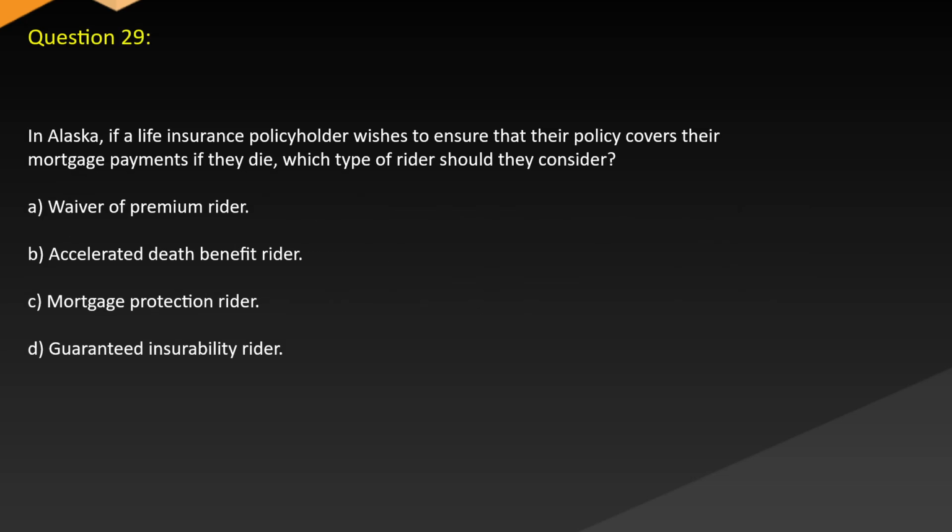Question 29. In Alaska, if a life insurance policyholder wishes to ensure that their policy covers their mortgage payments if they die, which type of rider should they consider? A. Waiver of premium rider. B. Accelerated death benefit rider. C. Mortgage protection rider. D. Guaranteed insurability rider.